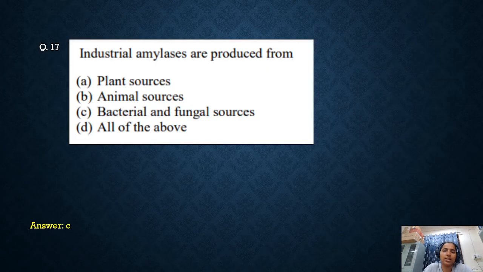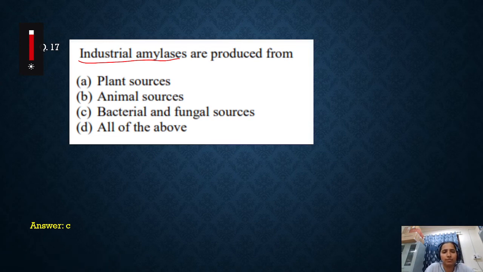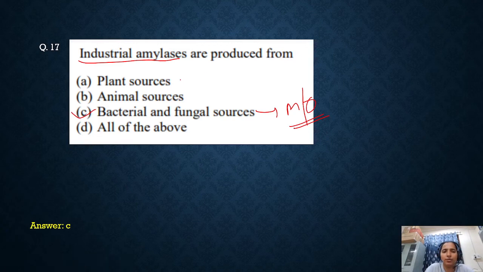Industrial amylases are produced from, as we have been discussing from the very first day, either a bacterial or fungal source, or you can call it a microorganism. As they have mentioned bacteria and fungal, the answer is C.